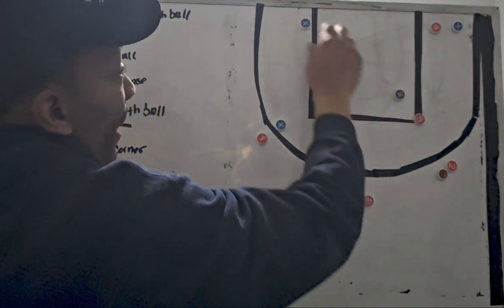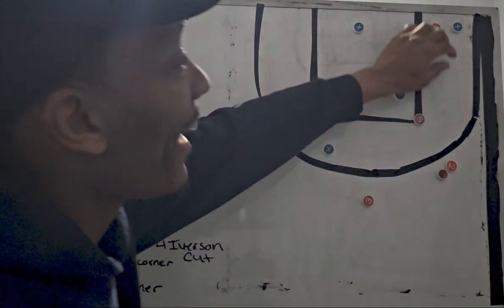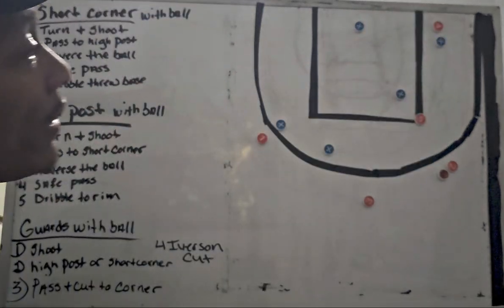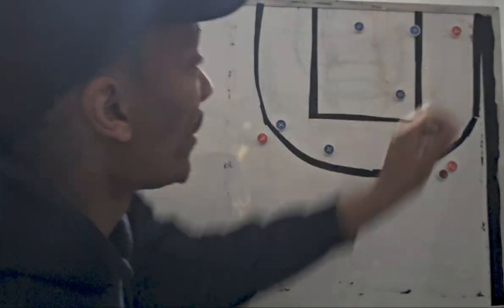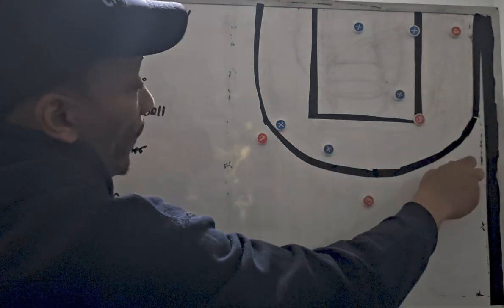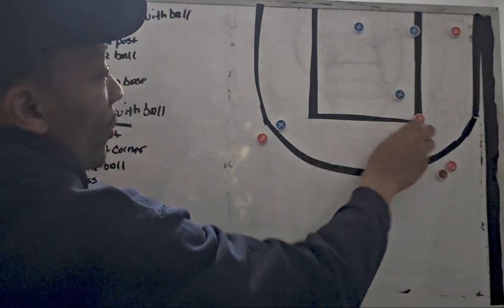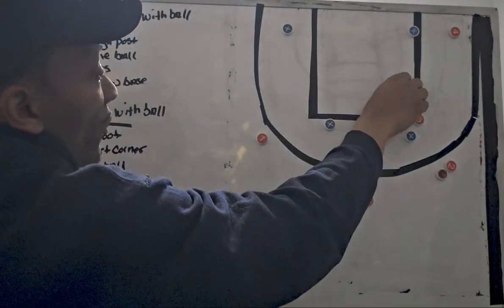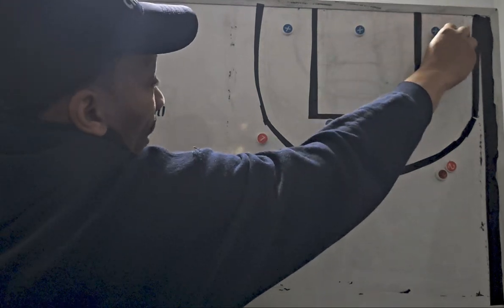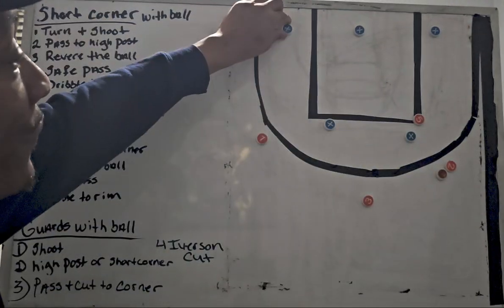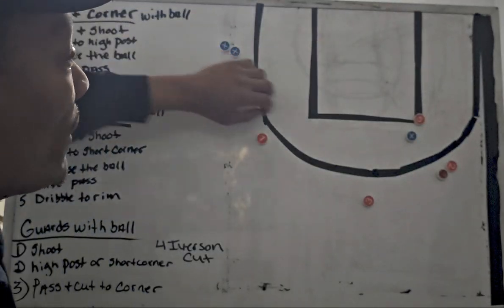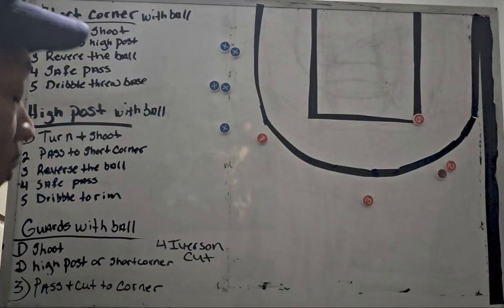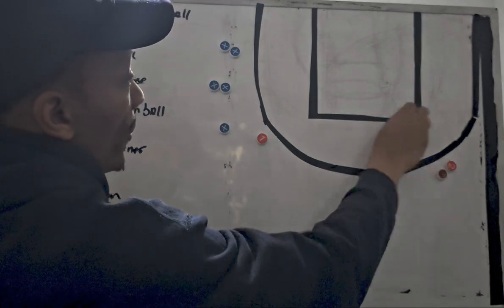The short corner man's job is to not hide behind the defense. It is his job to find an open gap in space where he can receive a pass from one of the guards. So now that we understand the 2-3 rotation, now let's go over our offense and what that looks like without the defense. So this is 41 zone.